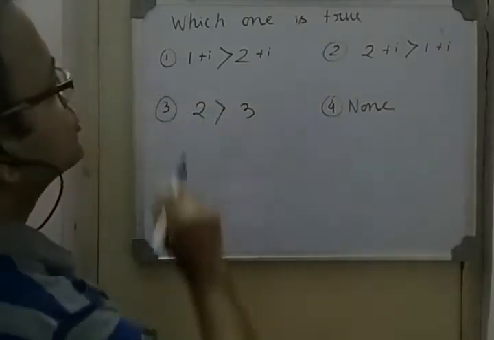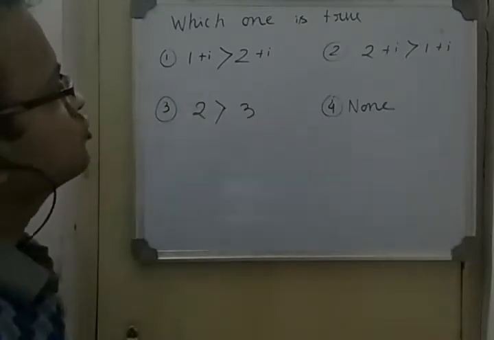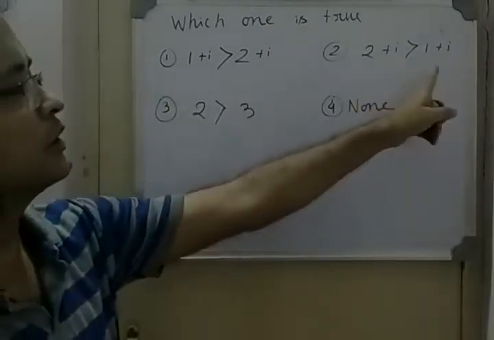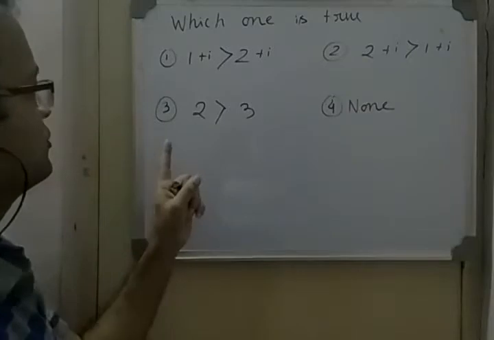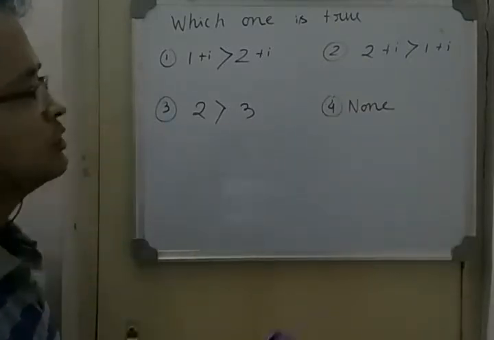Here we have to find out which one is true. So 1 plus i greater than 2 plus i, and this is 2 plus i greater than 1 plus i. Option 3 is this and option 4 is none. So which one is true?